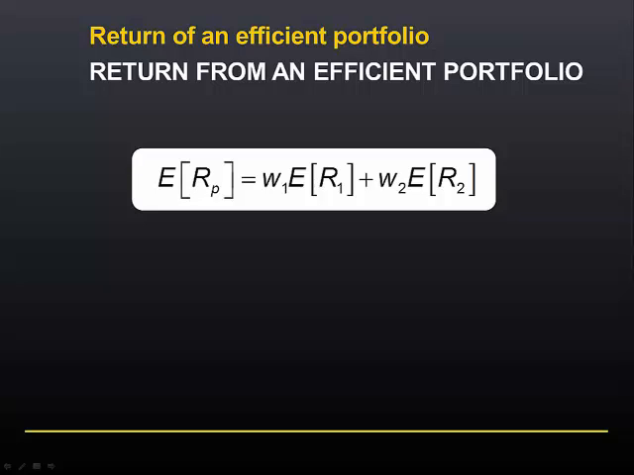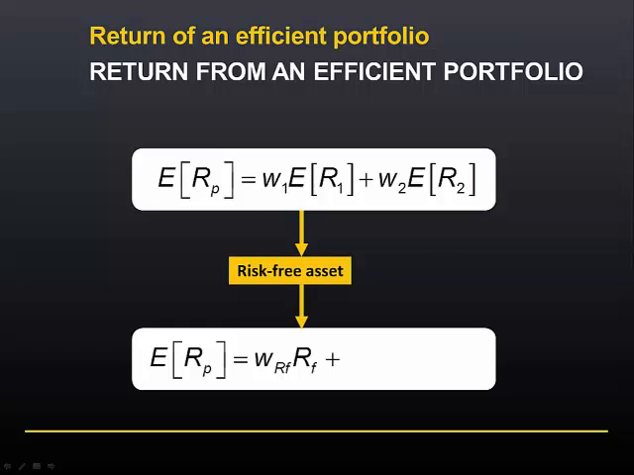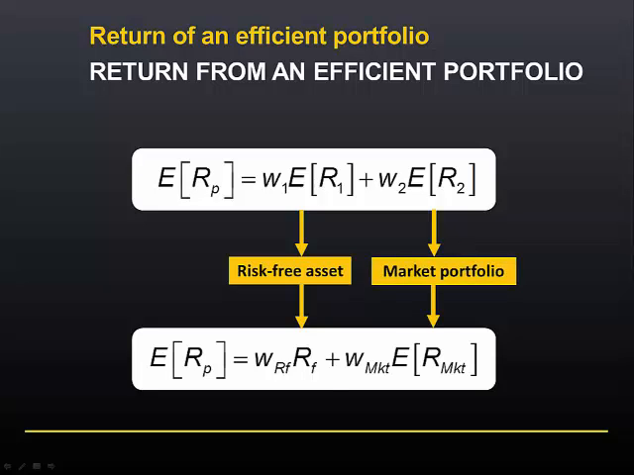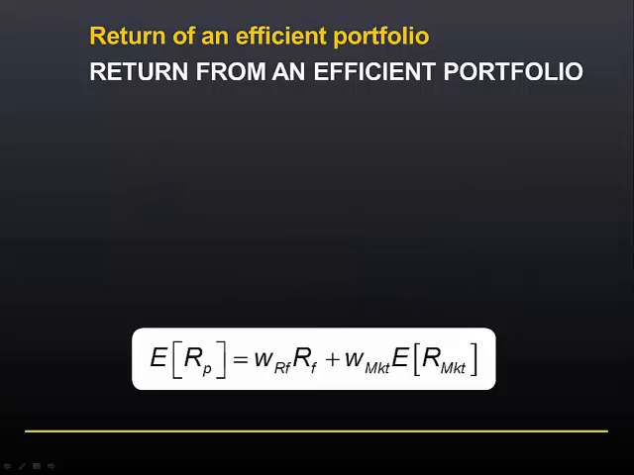This is the specific form of the formula when there are two assets in the portfolio. The first of the two assets in an efficient portfolio is the risk-free asset, and the second is the market portfolio. So this is the formula for the expected return from an efficient portfolio: the weighting of the risk-free asset times the risk-free rate of return plus the weighting of the market portfolio times the expected return on the market.